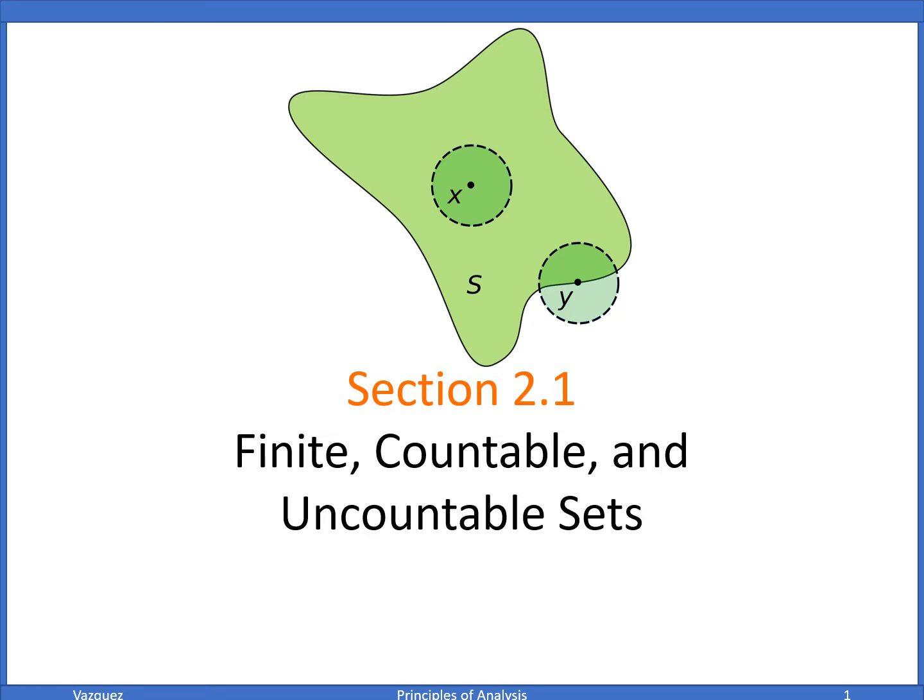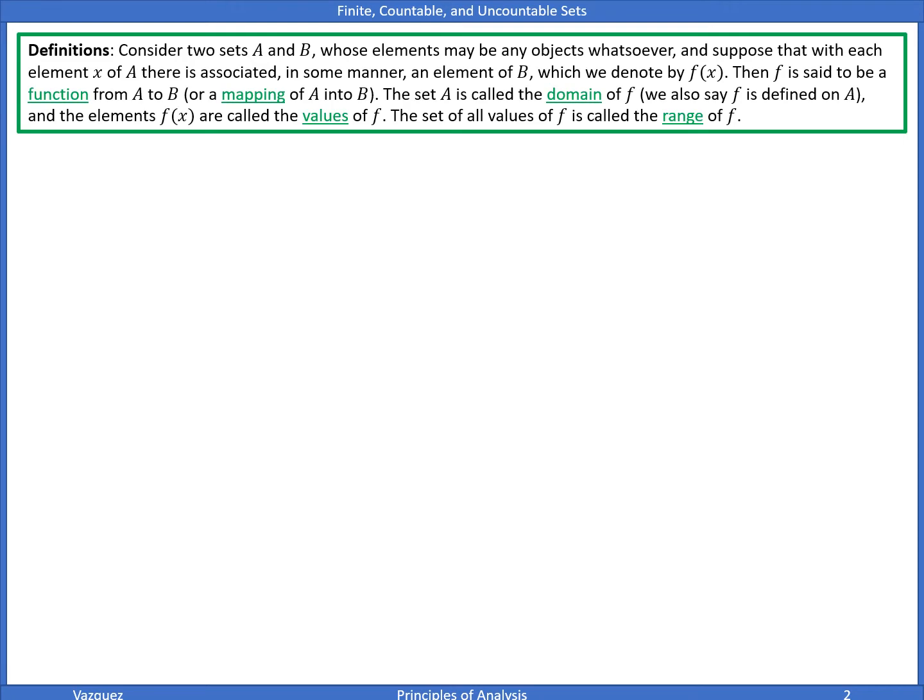In chapter 2, we're going to be looking at basic topology. And this first section, as you can see, talks about finite, countable, and uncountable sets. This section has a bunch of definitions really, just so that we know what terms we're going to use later on. So for example, we can start with a box that has a total of 5 definitions.